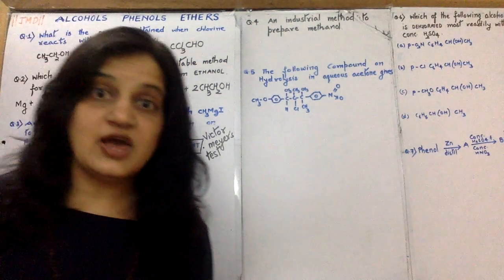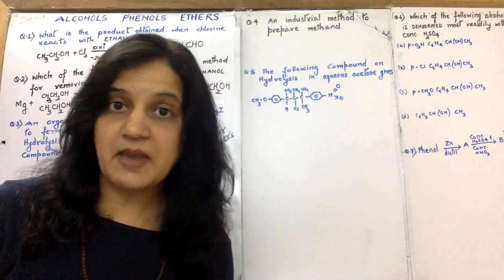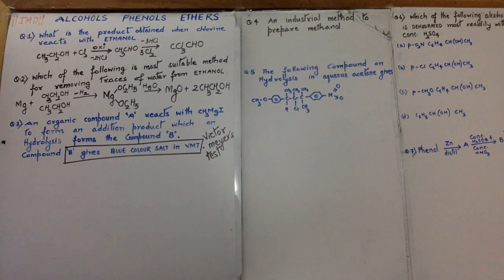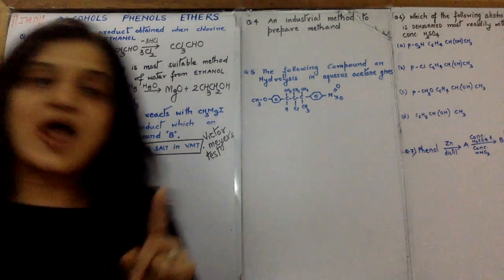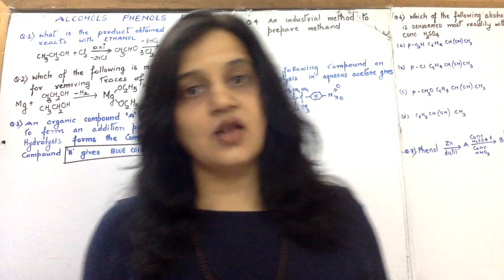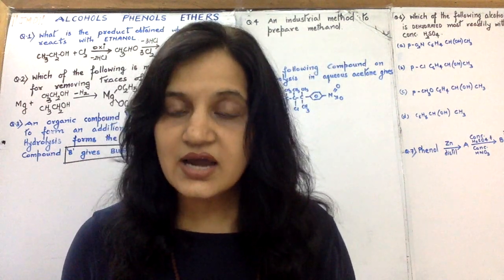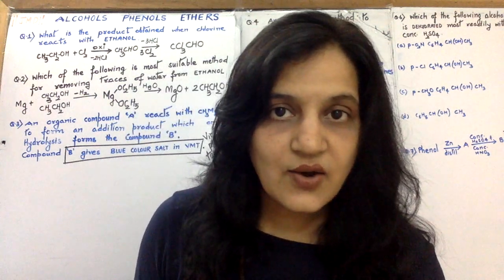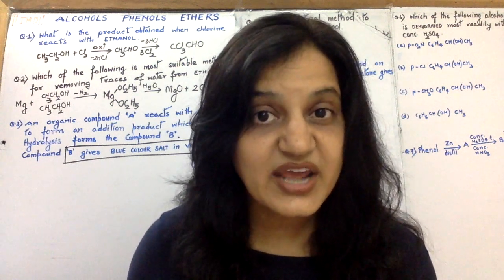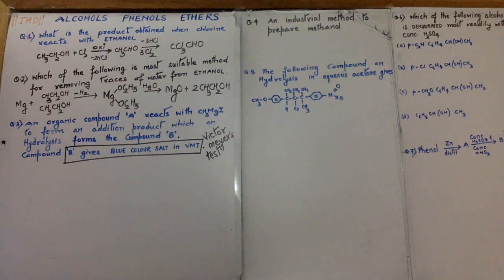You can check another video along with this on Victor Meyer's test if you don't remember, and you can just revise it and do it. Still, if you have doubt, we again get back to it. Anyway, what we remember was primary alcohol in Victor Meyer's test gives red color. Secondary alcohol with Victor Meyer's reagent gives a blue color, while the tertiary alcohol with Victor Meyer's reagent does not give any coloration. It's colorless. So, we know in Victor Meyer's test, blue color is given by secondary alcohol.